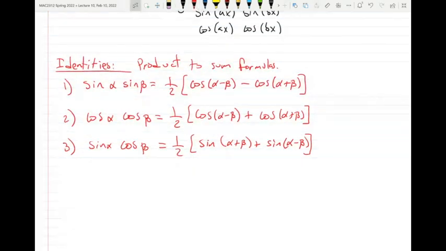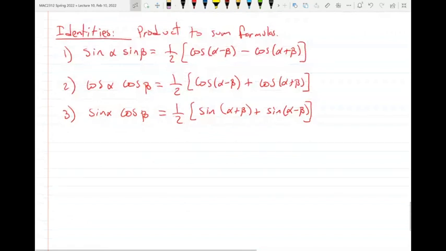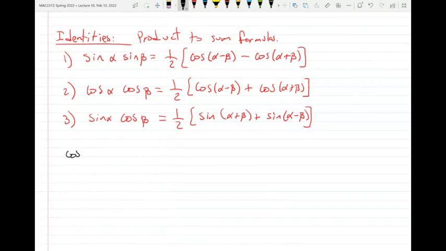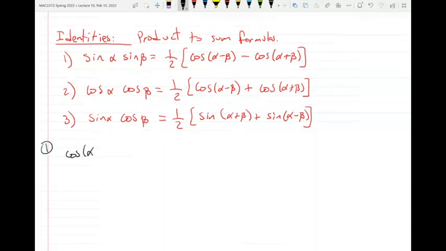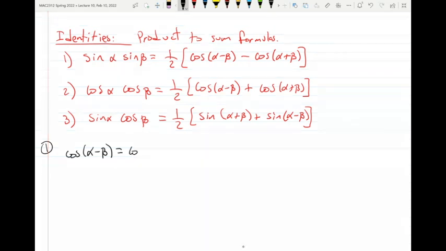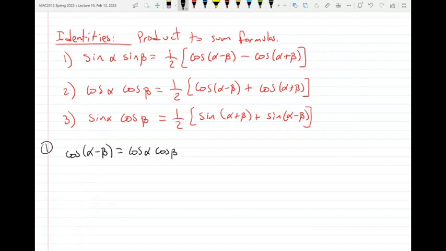Okay, and as you can see, the idea is pretty straightforward. There's really not much point, but let me show you number one, why number one is like that. We're basically just using those formulas. So for number one, this is the proof. What's cosine of alpha minus beta? Do you remember this in trigonometry? This is the sum and difference formulas. So this is cosine of alpha, cosine of beta, plus sine of alpha, sine of beta.